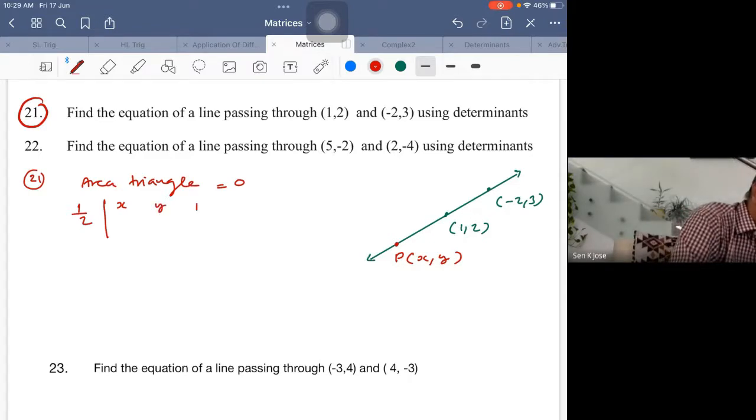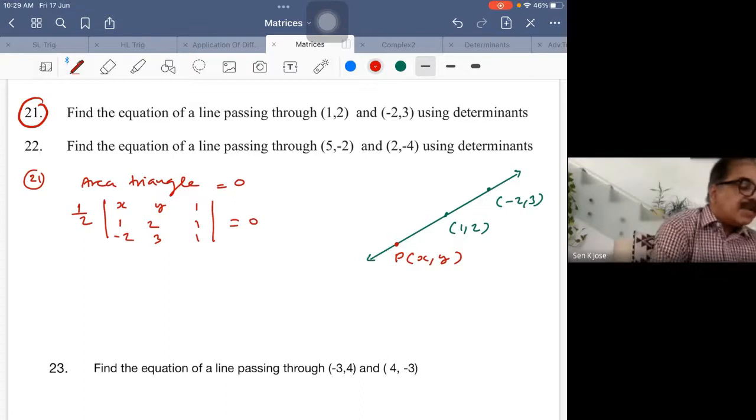x, y, and 1, 1, 2, and 1, minus 2, 3, and 1 is equal to 0. I multiply both sides by 2, so the 2 is gone.